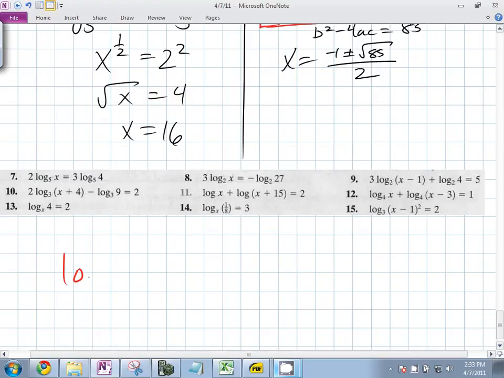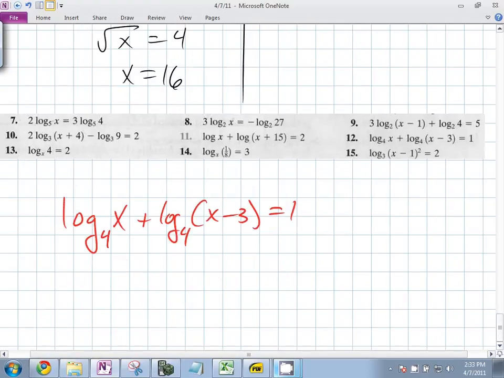Log base 4 of x. Again, what's nice about this? Let's see how far we need to go to get to someplace nice. Well, any coefficients other than 1? Any coefficients other than 1? No. What can we do with the plus then?